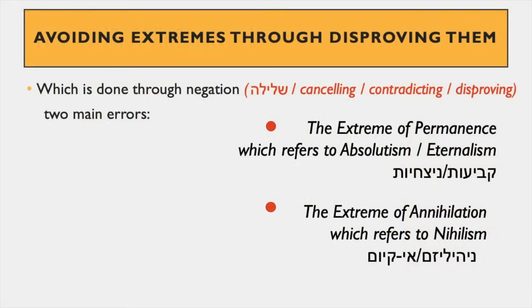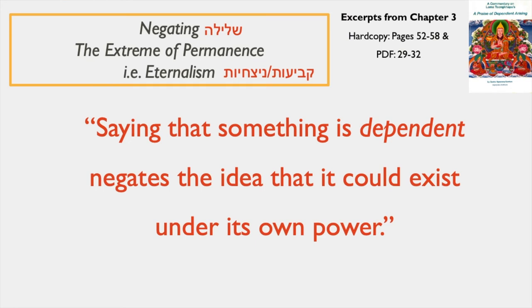So avoiding extremes through disproving them, which is done through negation, canceling, contradicting, disproving two main errors: the extreme of permanence, which refers to absolutism, eternalism, and the extreme of annihilation, which refers to nihilism. Negating the extreme of permanence or eternalism, saying that something is dependent, negates the idea that it could exist under its own power. So this is the way the reasoning of dependent arising disproves or cancels the extreme of permanence.